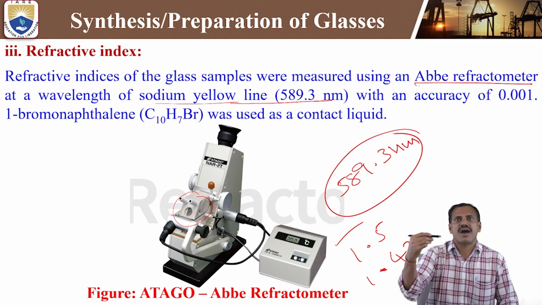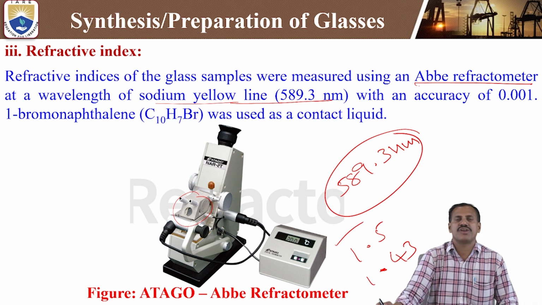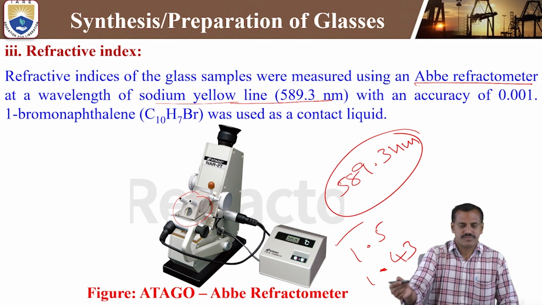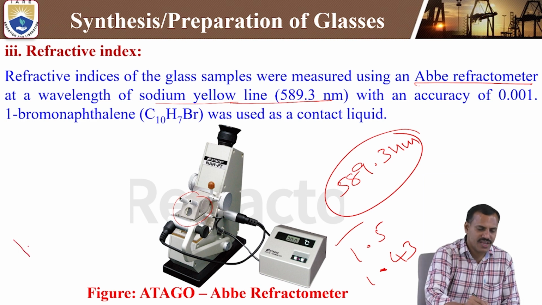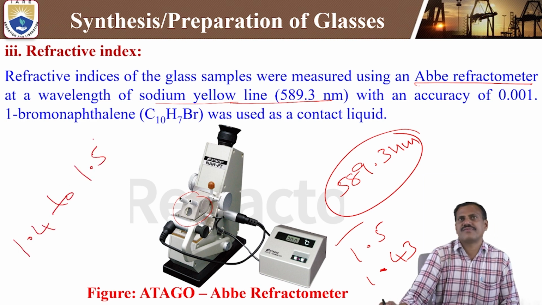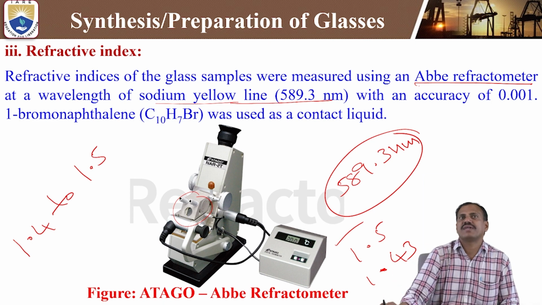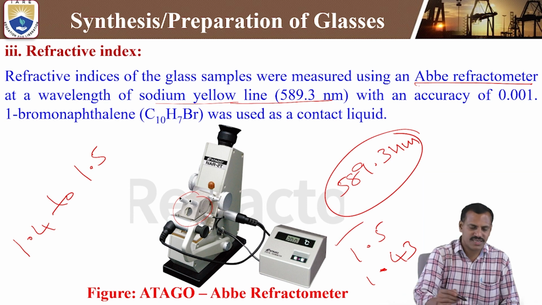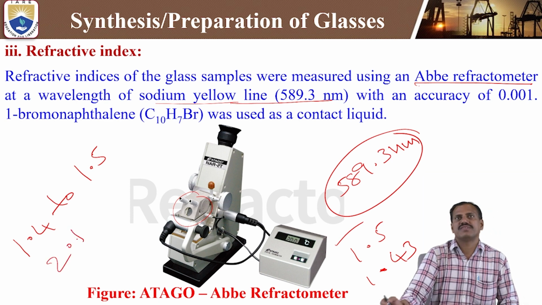In the case of heavy metal ion doped telluride glasses, the refractive index will be more than 2. For borate glass and phosphate glass, the value is 1.4 to 1.5. In the case of telluride glasses doped with heavy metal ions, we can get a refractive index of more than 2.1.